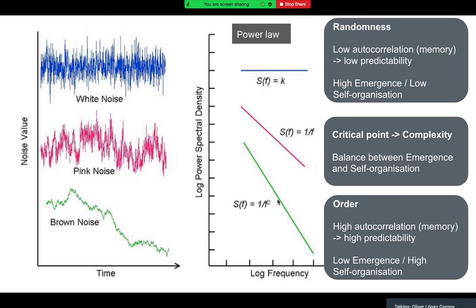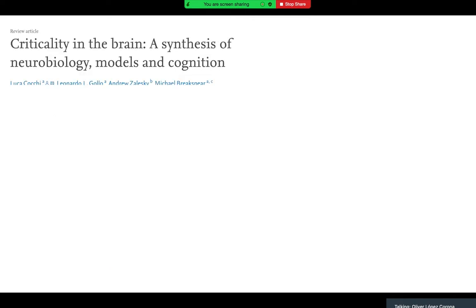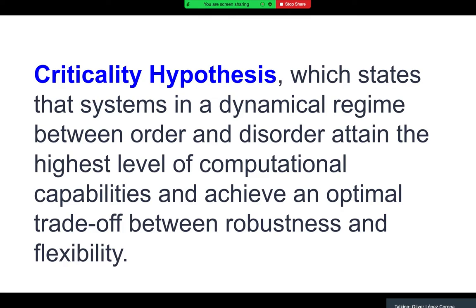On the other side of the scale, we would have a dynamic governed by order, a lot of memory, and in the middle point, we see this critical kind of dynamics that we link to complexity, in which we see a balance between emergence and self-organization. And medical evidence points out that health falls into this kind of critical dynamics for human heart rate dynamics, but also for brain activity.